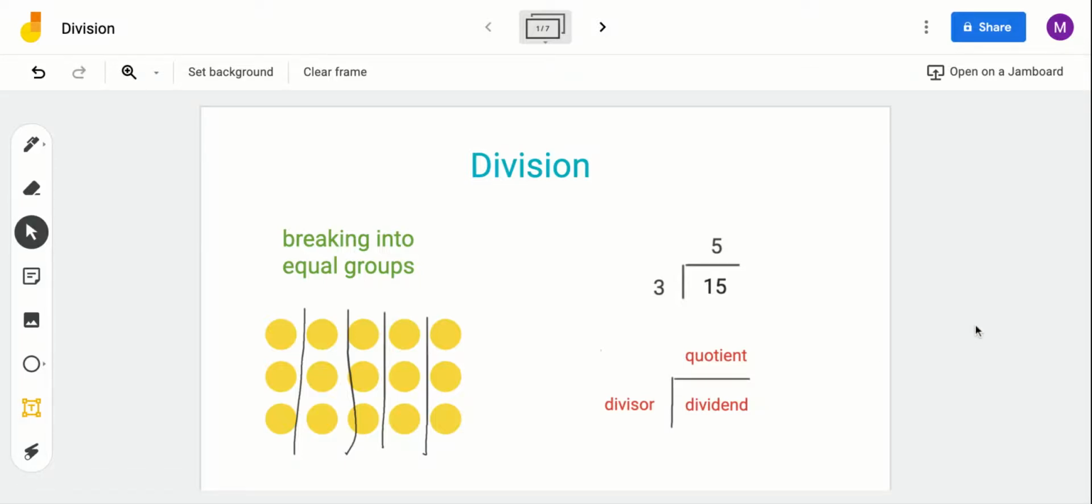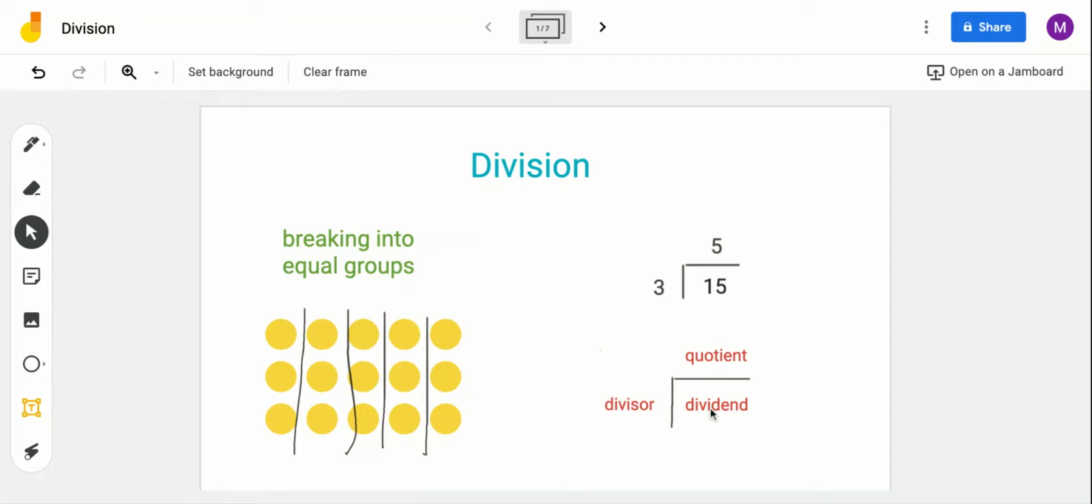Hi, this is Mrs. Cornitz, and we're going to continue looking at division. Last time we did a little bit of reminding about what division is. Division is breaking a quantity into equal groups. We also reminded ourselves of the vocabulary that we use in division.